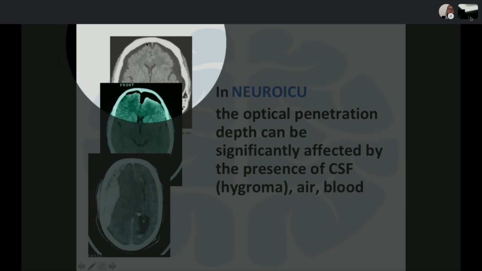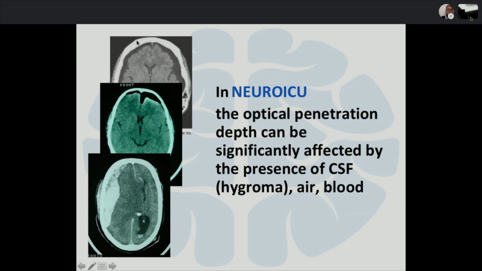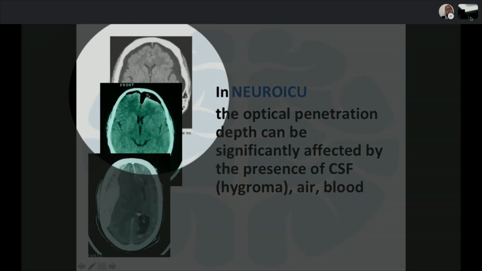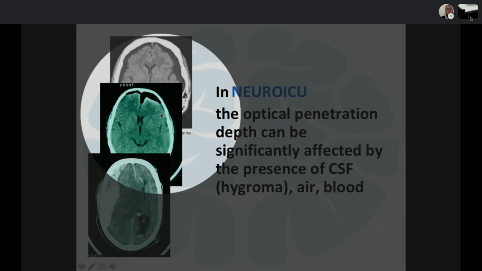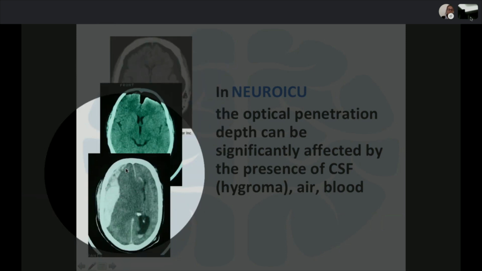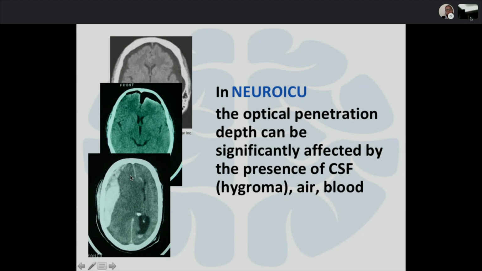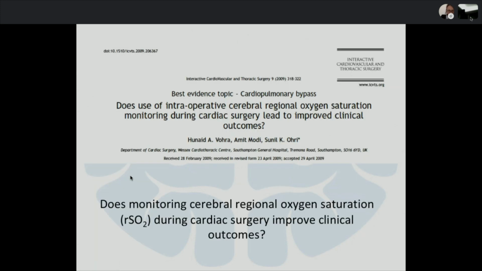bilateral hygroma. So in this case, we won't be able to detect the cerebral oxygenation in the parenchyma. And similarly, here where we have air, so pneumoencephalus, or here where we have blood. So again, the position of the sensor is going to be very, very important.